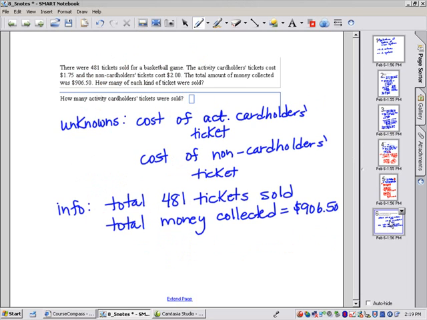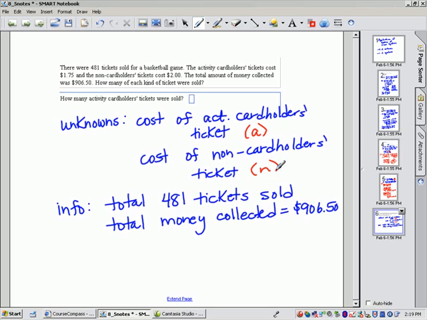And then the last example that I want to do says that there are 481 tickets sold for a basketball game. The activity cardholder's tickets cost $1.75, and the non-cardholder ticket cost $2. The total amount of money collected was $906.50. How many of each kind of ticket were sold? So our unknowns are the number of activity cardholder's tickets, which we'll represent by A, and the number of non-cardholder tickets, which we'll call N.